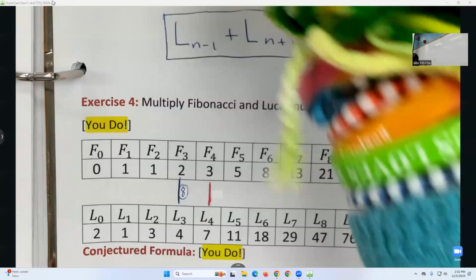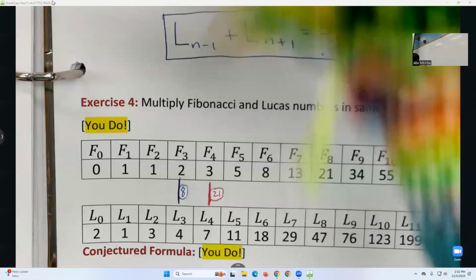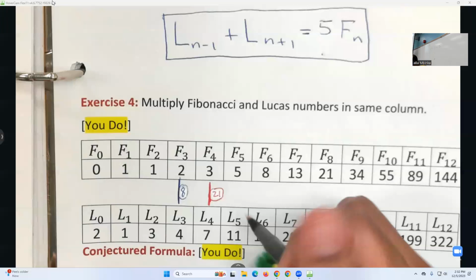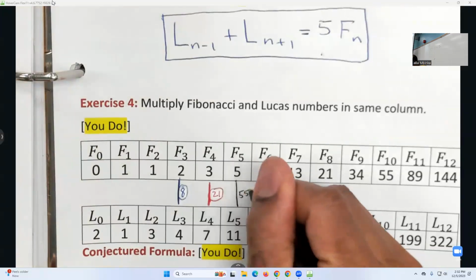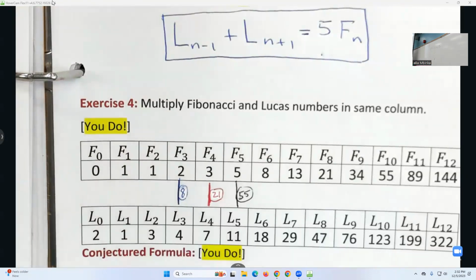So what about 3 times 7? This is 21. What about 5 times 11? This is 55. They're clearly Fibonacci numbers, and Olivia clearly has something to tell us. What do you want to tell us?